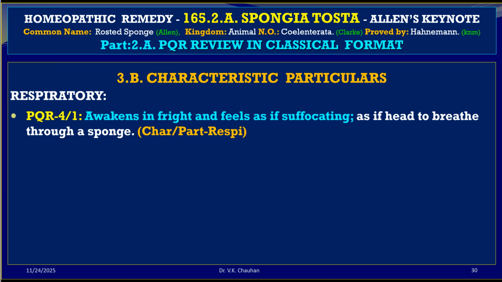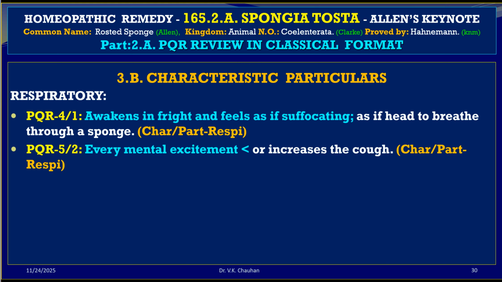So, this kind of symptom can be present in many diseases. At times, it is in congestive cardiac failure where paroxysmal nocturnal dyspnea occurs, or it can be because of sleep apnea, or it can be because of sudden bronchospasm in case of a severe attack, suddenly precipitated in the night hours. Second, PQR 5 tells us every mental excitement increases the cough. Aggravation by mental excitement. The respiratory system is the vulnerable organ and there is cough.